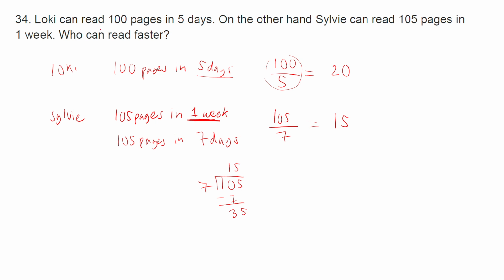Again, this is considering that our given has a proportional relationship, meaning we have a constant rate. So for Loki, again, he's reading 20 pages per day. However, for Sylvie, she's reading 15 pages per day. So who's faster? Obviously, it's the 20 pages per day, and that is Loki. Let's proceed to the next one.